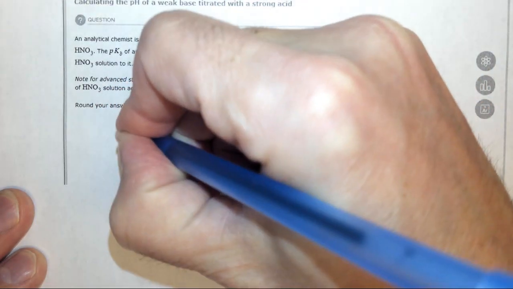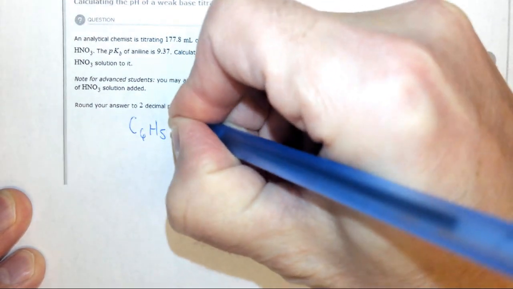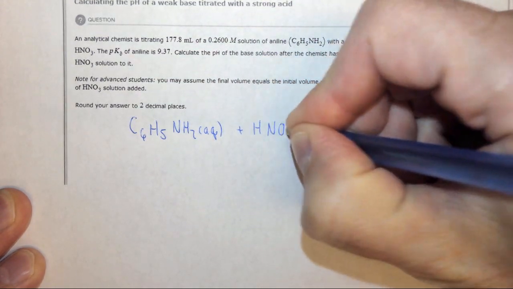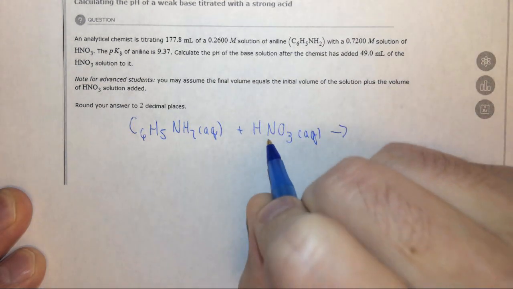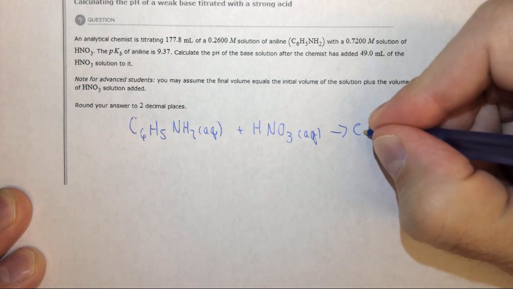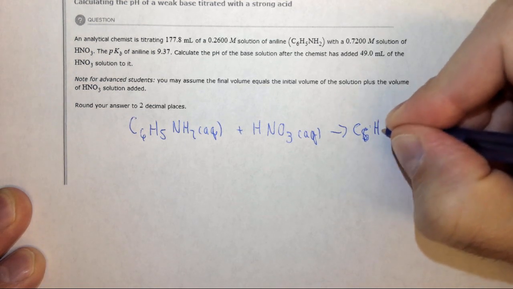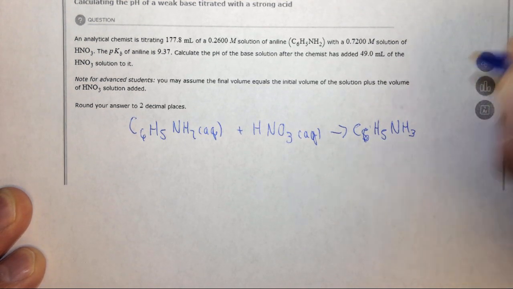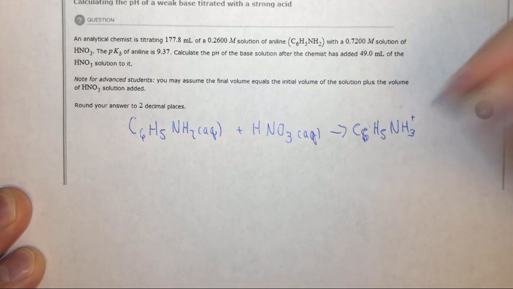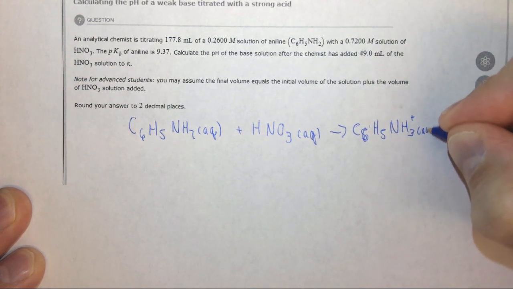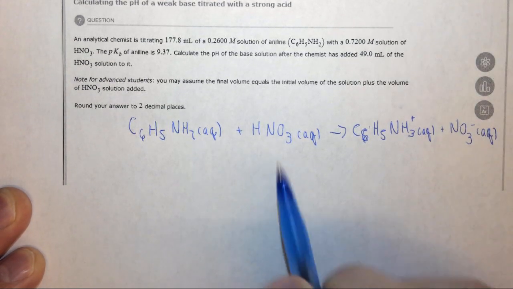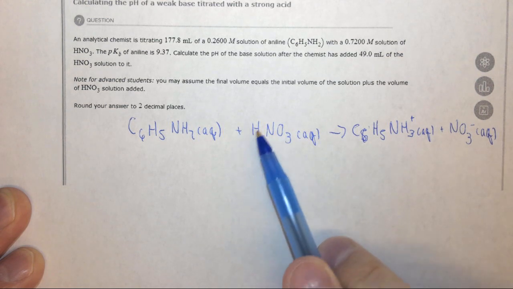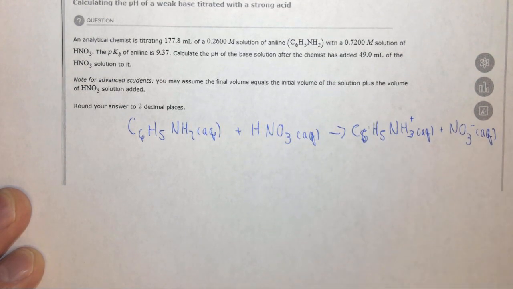In this case, we have C6H5NH2 aqueous, and we add to it nitric acid, HNO3 aqueous, and this donates a proton to this, so we get C6H5NH3, so it goes from 2 to 3, and it also has a plus charge, aqueous, plus NO3 minus, aqueous, so this loses an H and a plus, so it goes from neutral to minus. So this is basically what we have.